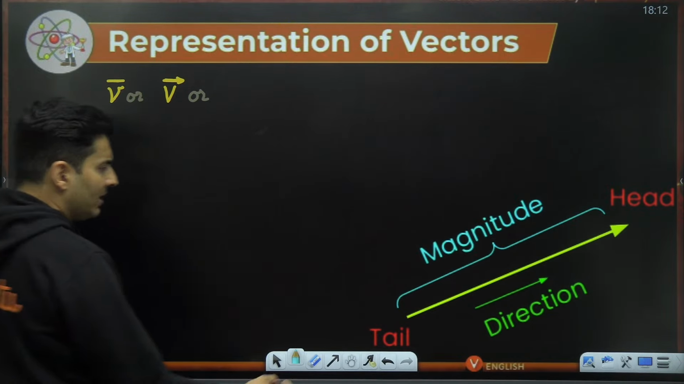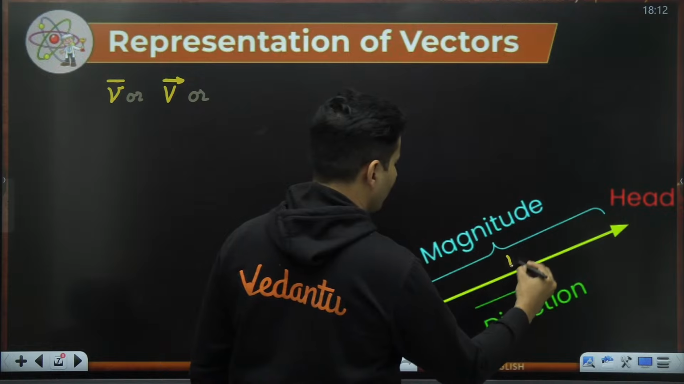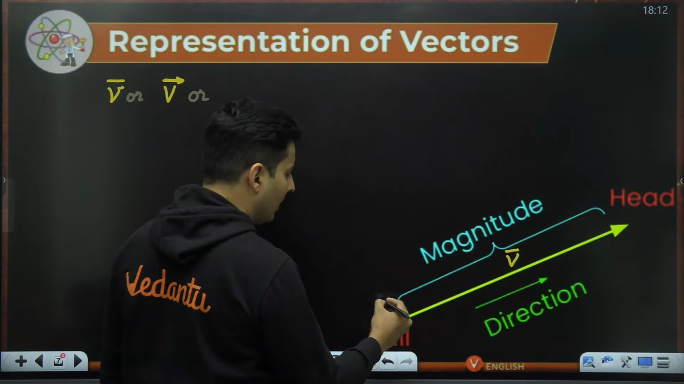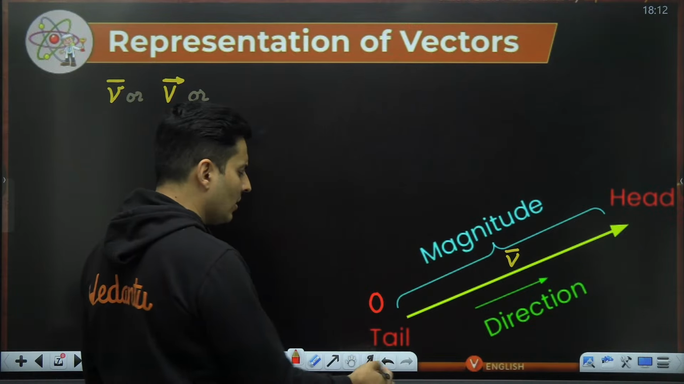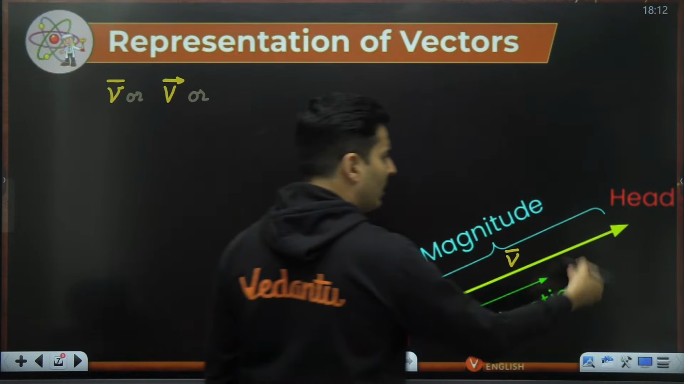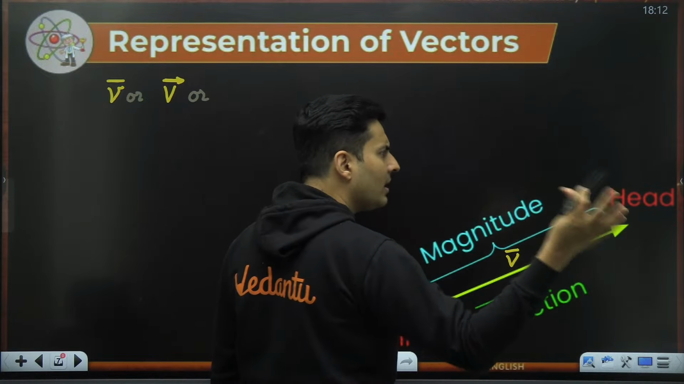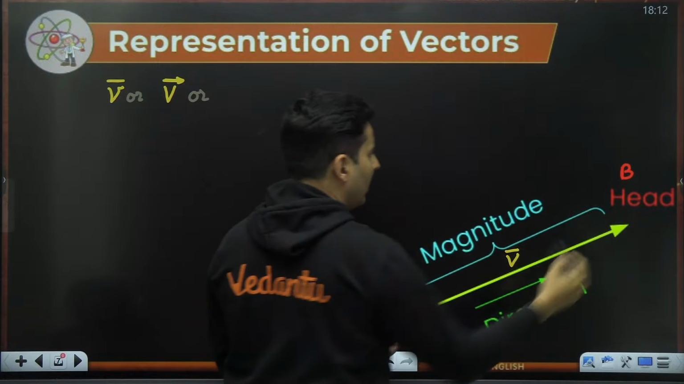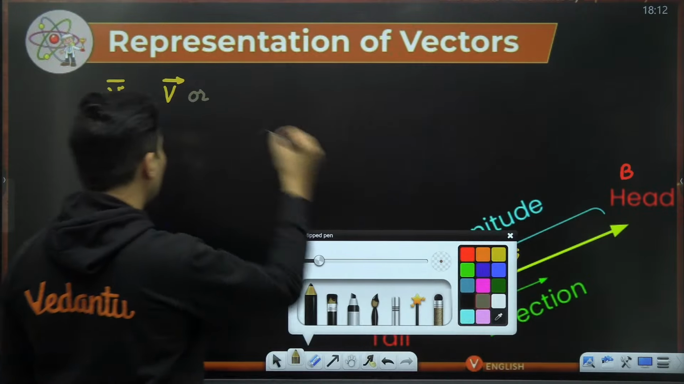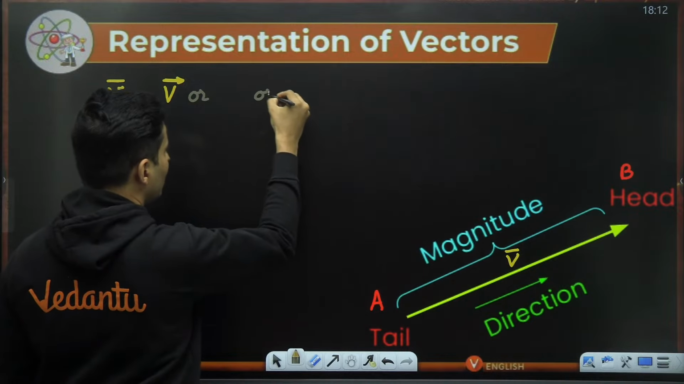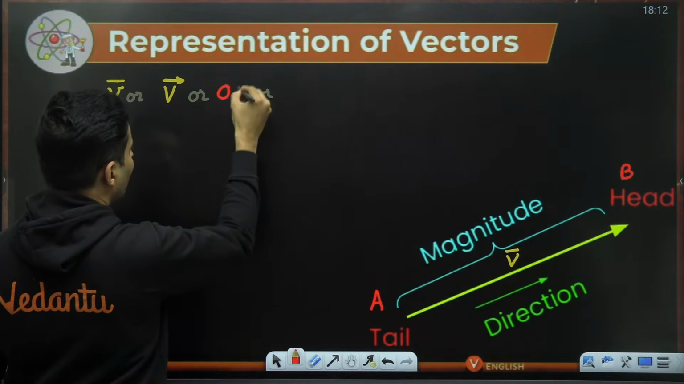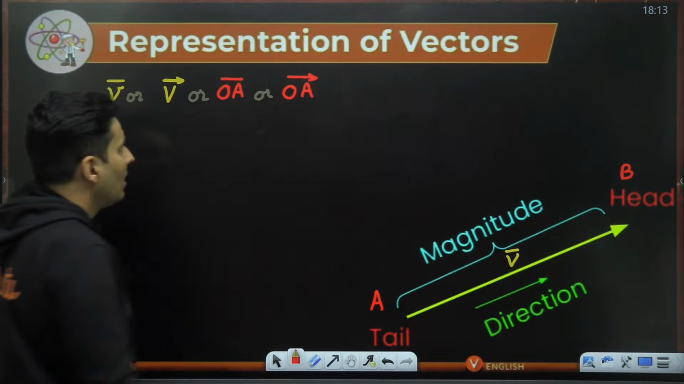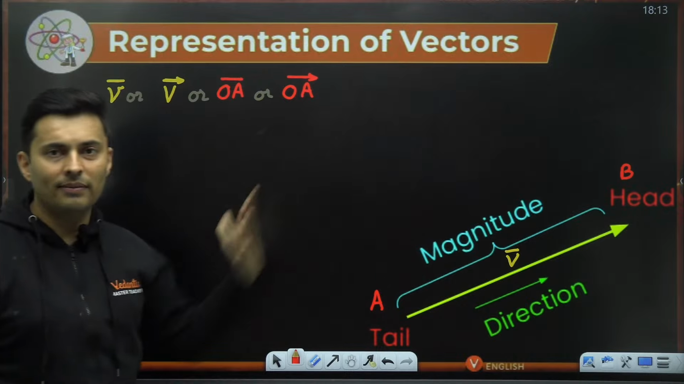So that is how you represent a vector. Maybe it's a vector like this, V bar. But sometimes the tail might be given a letter, let's say A. The head might be given some symbol, let's say B. It's going from point A to point B. So then I can also represent this as OA bar or OA with an arrow. One and the same thing, guys. All these are just symbols of vectors.